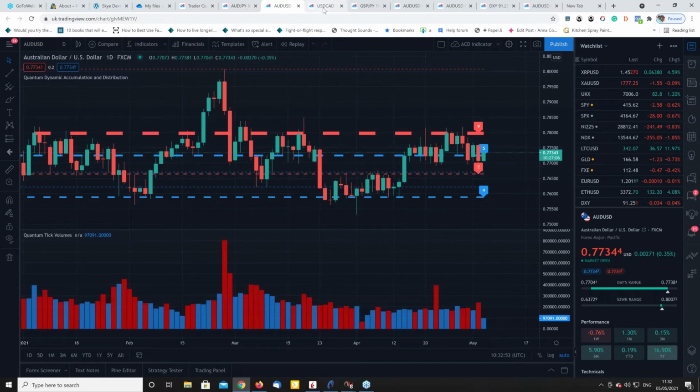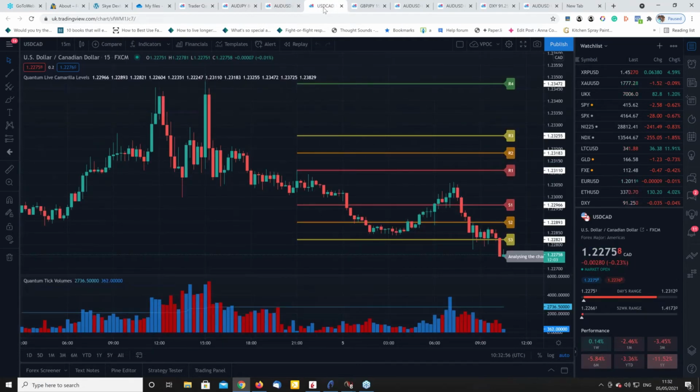This is the Camarilla on TradingView, which we've cleaned up. This is the revised version, which is very similar to all the other platforms, but there is an option to have historic on here as well. So you can switch the historic on and off. So we've built that in as well.